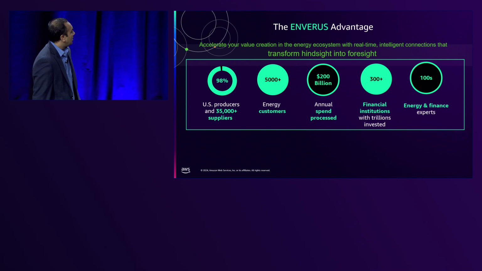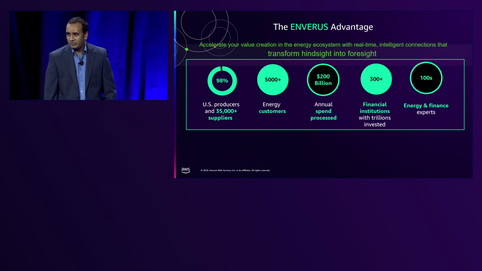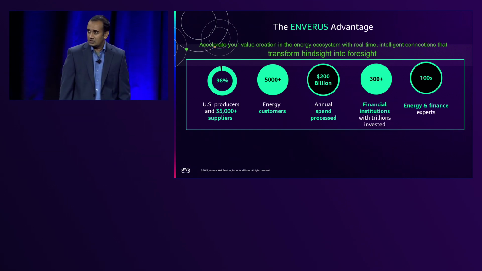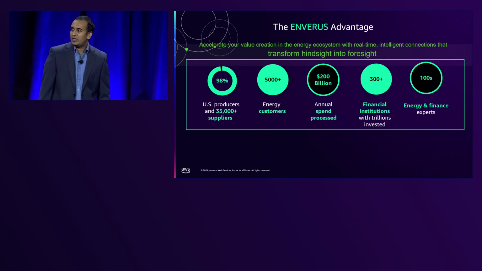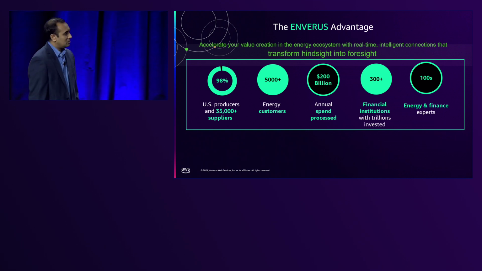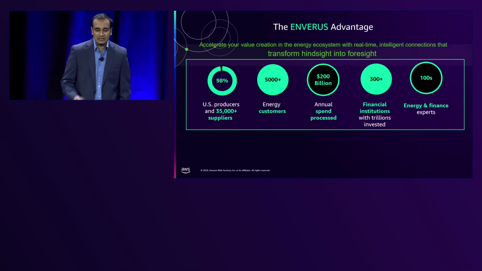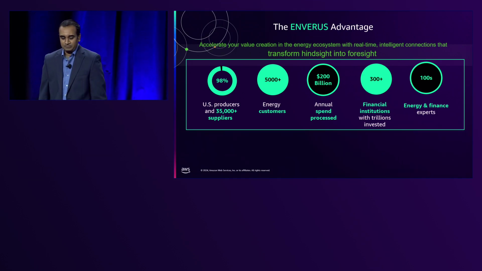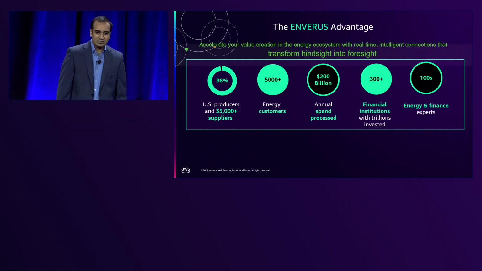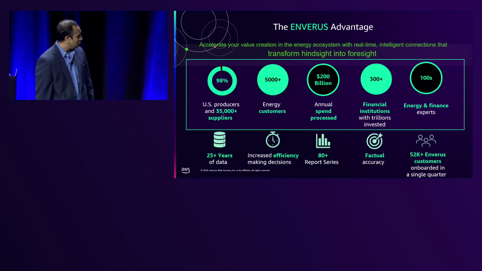98% of the energy producers and 35,000 plus suppliers are on the Enverus platform. They trust us, processing over 200 billion plus spend through just one of the Enverus products out of the entire product suite Enverus offers. With 5,000 plus energy customers and 300 plus financial institutions, they use Enverus every single day. Let's focus on Instant Analyst. Our expert analysts deliver SEC verified information worth 25 years of data that combines structured and unstructured data.